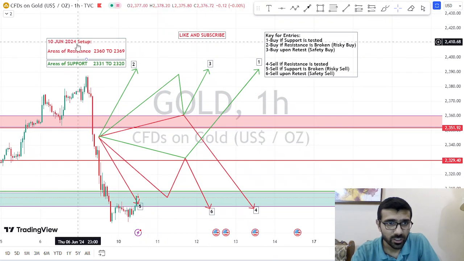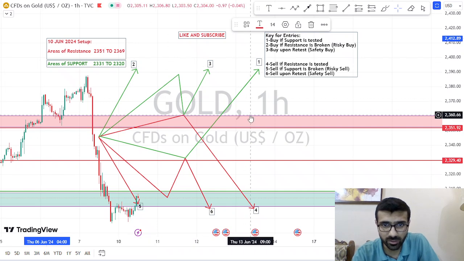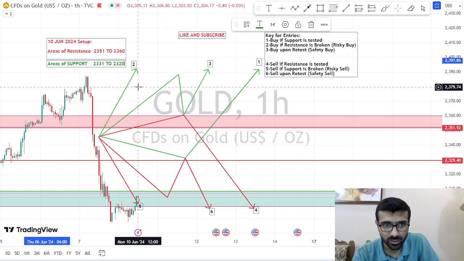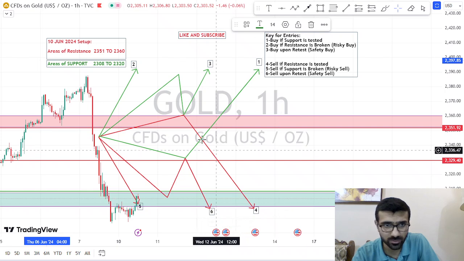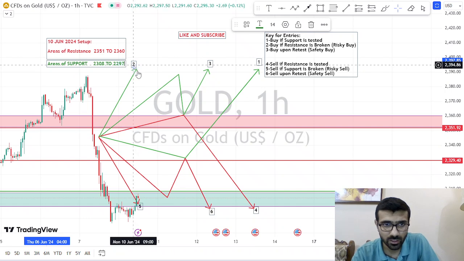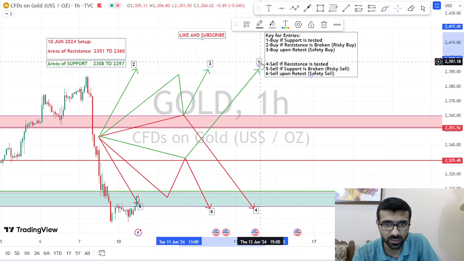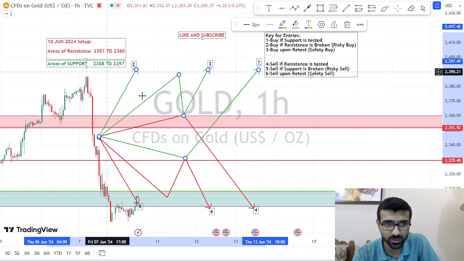So the new area of resistance is approximately 2351, and the major area of resistance is 2360. The area of support is 2308, and the major area of support is 2297. Now let us move forward with these scenarios so you can easily take trades in this gold pair, which is gold versus USD.